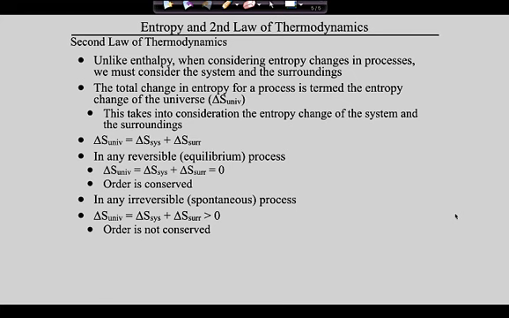Order is not conserved. There is no law of conservation of entropy where the entropy of the system goes up, the surroundings goes down. It doesn't work that way. Entropy always goes up all the time unless it's at equilibrium. So entropy can never go down. It either doesn't change, that's equilibrium, or it goes up. Guys, entropy is always going up. So the disorder of the universe is always increasing.